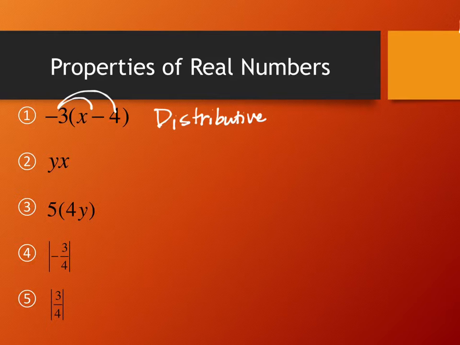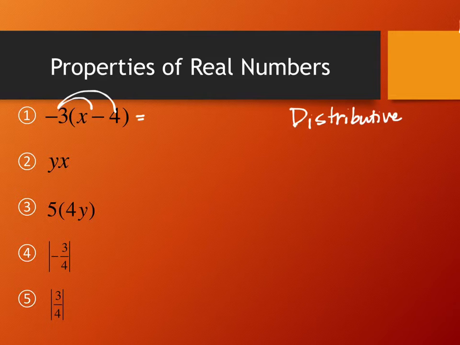Let me move this over, actually, so that you can put it wherever you want. But this is the idea of taking that number at the beginning and multiplying it through the parentheses. So -3 times x and -3 times -4. That's the distributive property.